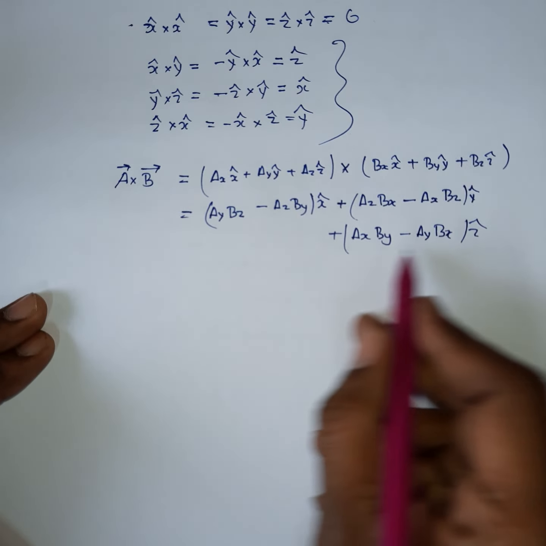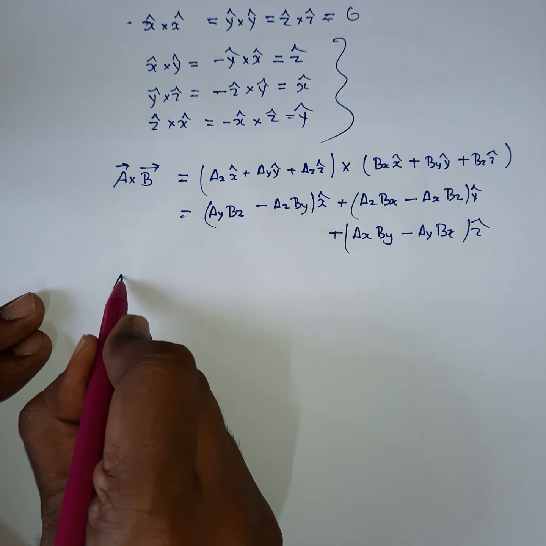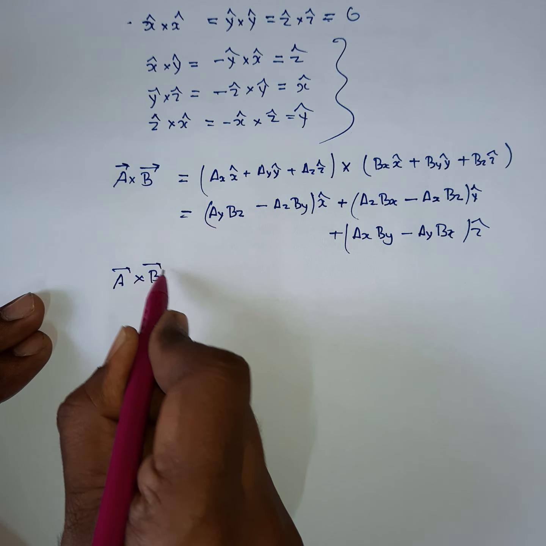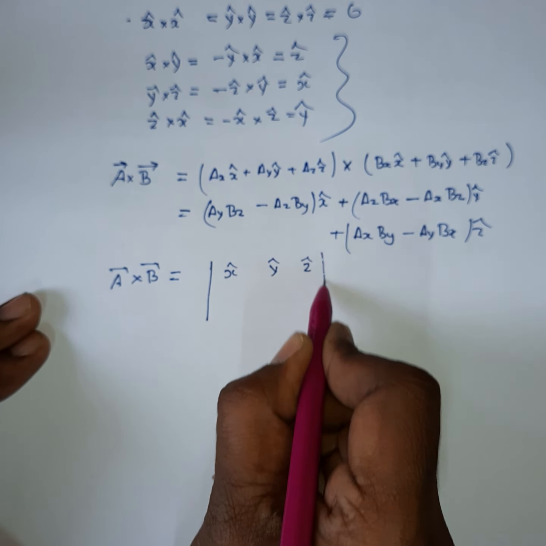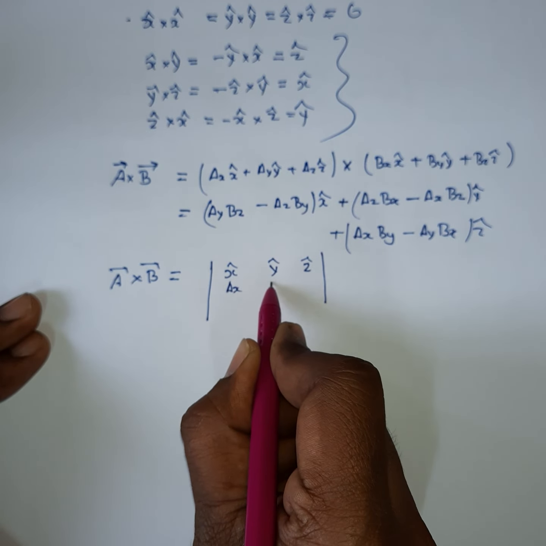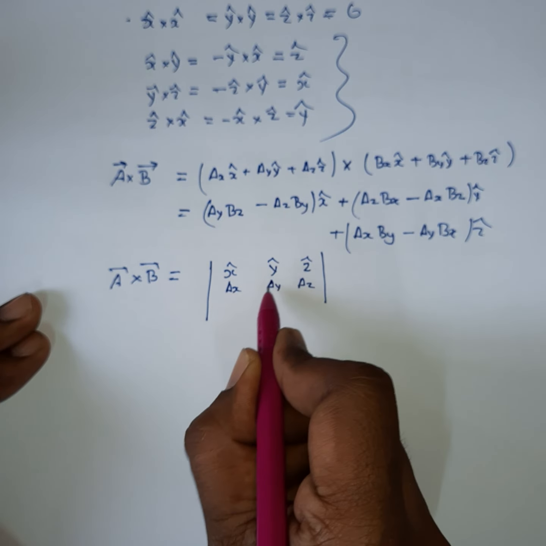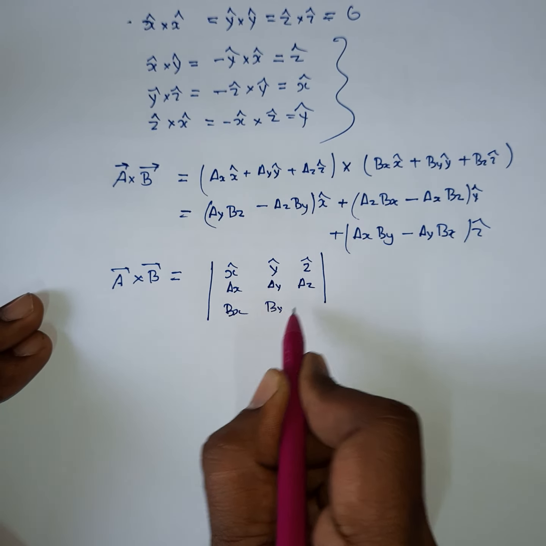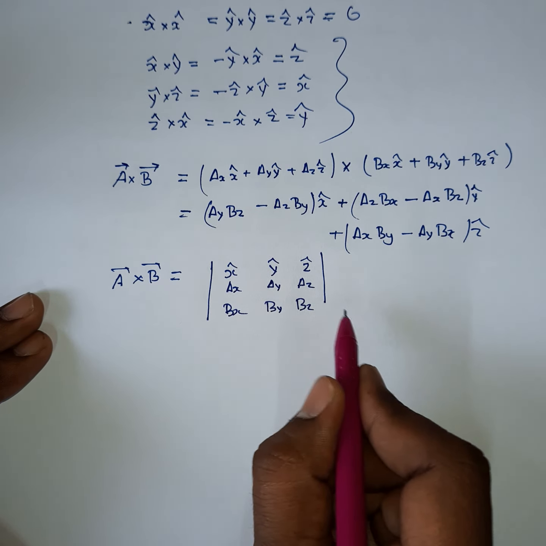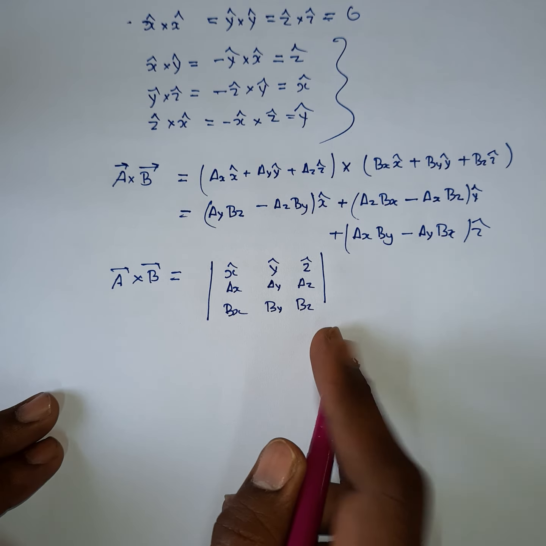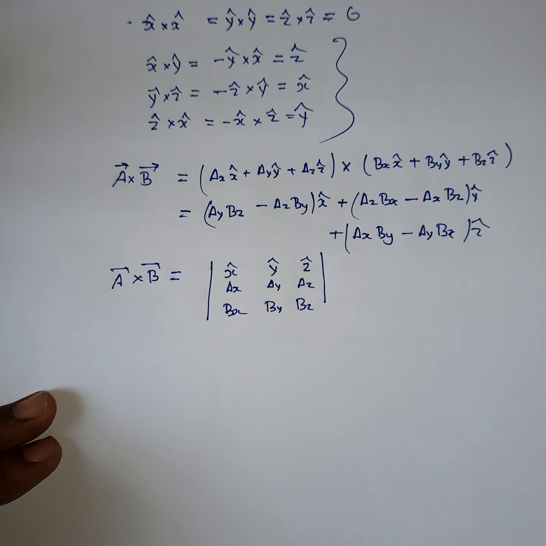So this is a very cumbersome expression, so you can write it in a simpler form. So a vector cross b vector, if you know the components, you can write in determinant form: x cap, y cap, z cap, then the components of a, that is ax, ay, az, and bx, by, bz. Ax, ay, az are components of a vector, and bx, by, bz are the components of b vector. So this is a very simple way you can write the cross product of two vectors in component form.